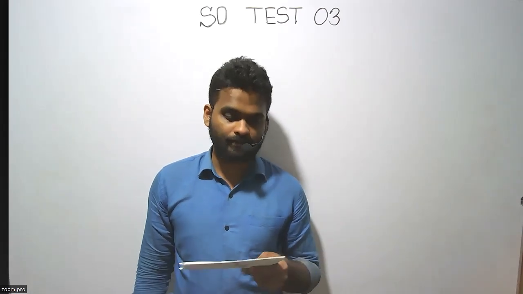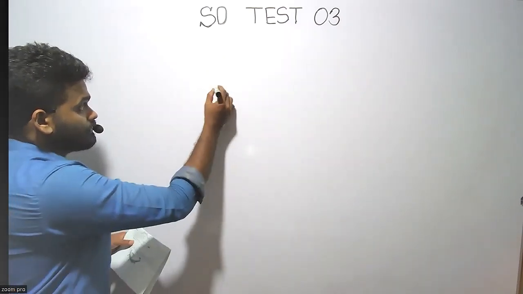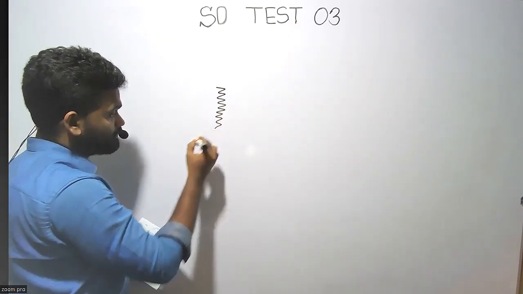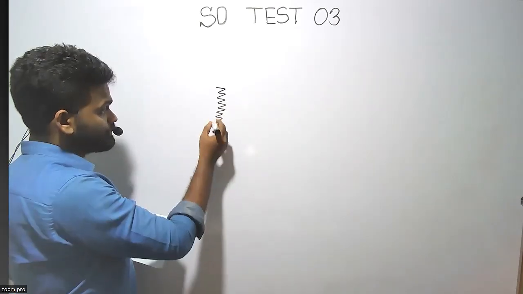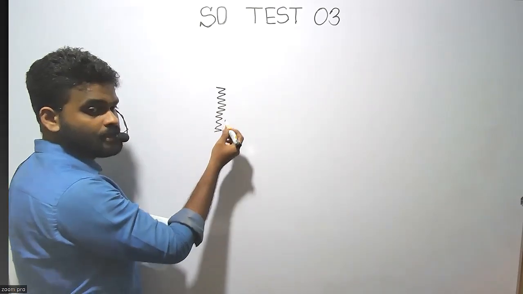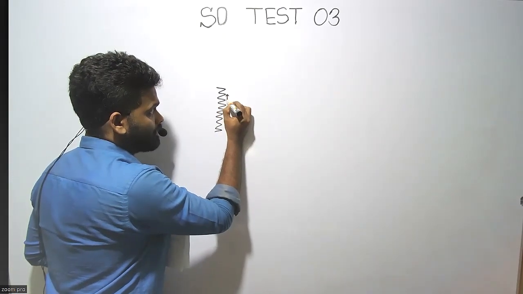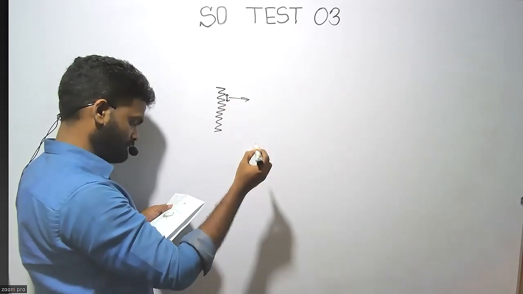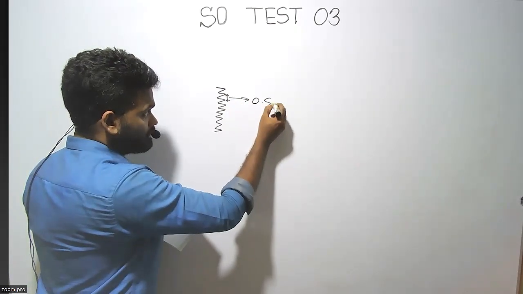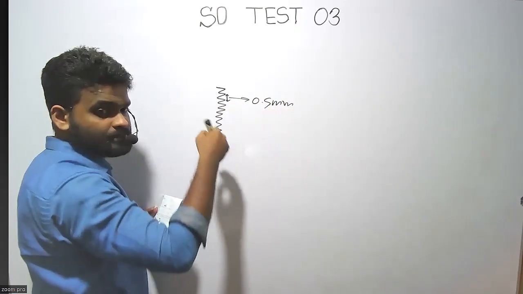Right. 12th question. The pitch of a screw gauge is 0.5 millimeters and its circular scale is divided into 50 parts. Find the least count of the apparatus. So a pitch of a screw gauge. Screw means it has a screw. Pitch means this gap. So that gap is 0.5 millimeters.